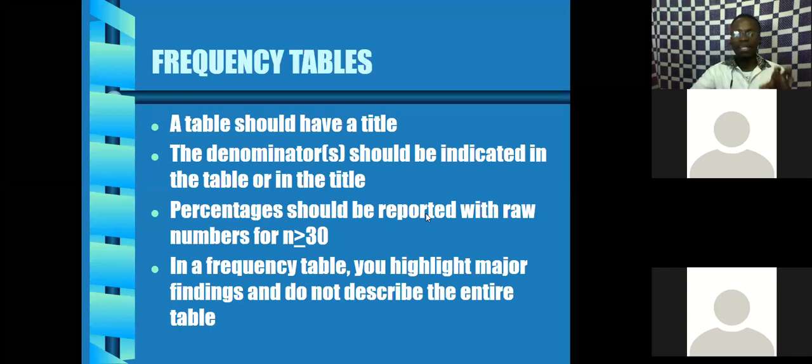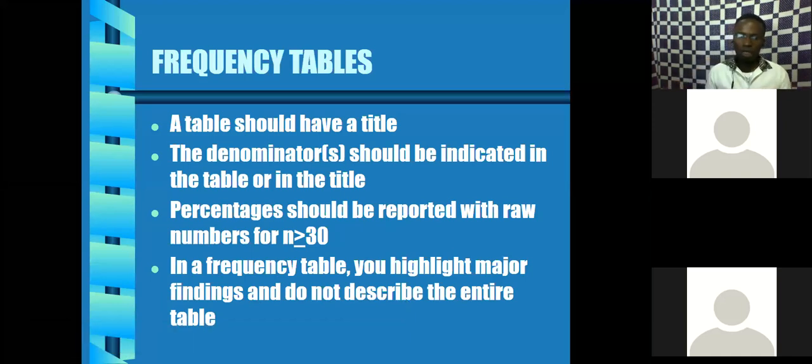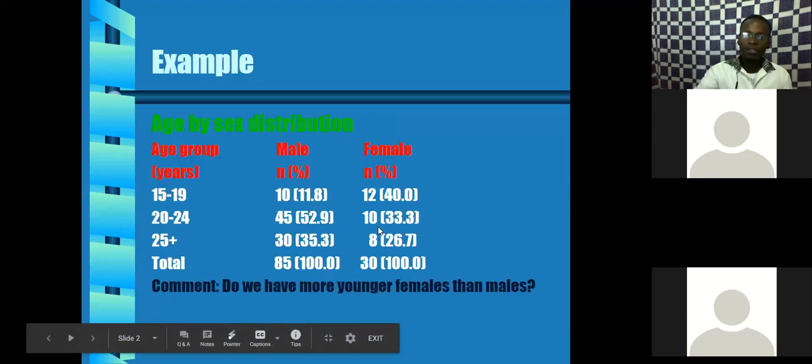What exact number is that percentage representing? Okay. Then a frequency table. In a frequency table, you highlight major findings and do not describe the entire table. Okay. So there's no need of starting to write a lot of things. We shall look later on at some of the general qualities of these graphs that we're talking about. Okay. So let's move on.